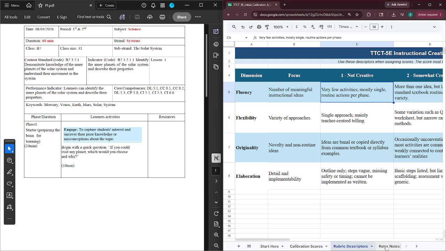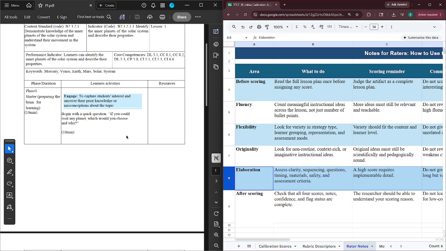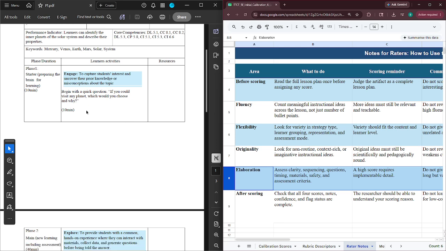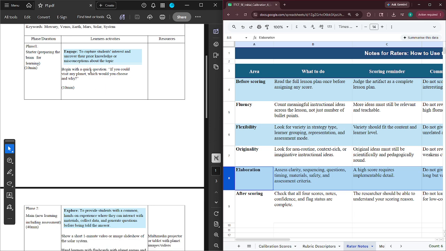If I want to have more information about it, I'll just check the written notes. So here I'm to count the number of meaningful instructional ideas across the lesson. So not just the number of bullet points. It doesn't mean I'm just counting bullet points. No. So let's count meaningful instructional ideas.